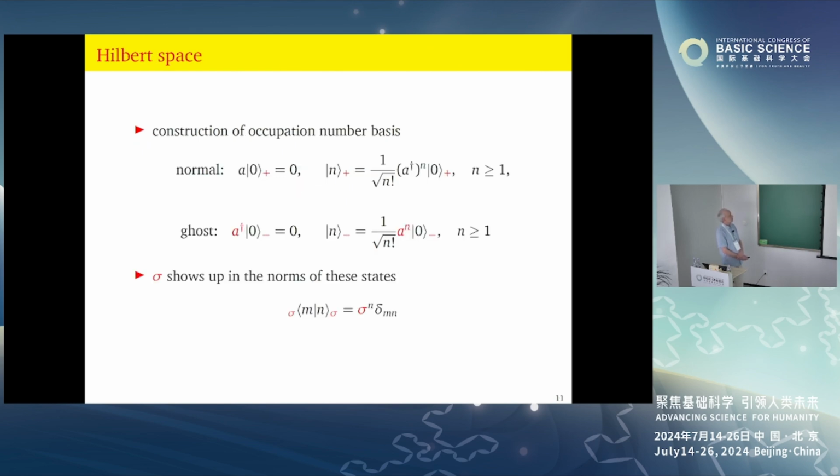The difference comes in when you think about what the Hilbert space is and construct the occupation number basis. For the normal theory, we know how that works. And you see in the ghost theory, all we do is interchange A dagger and A. So the vacuum state is defined by A dagger acting on it to be 0, and the other states are built up with powers of A. That's just a definition, and given what I defined on the previous slide, we can work out everything. For example, the norms of the states, when sigma is negative, will have alternating signs.